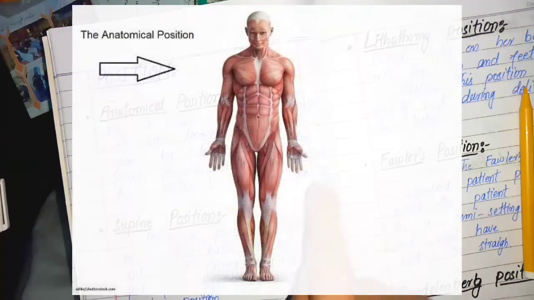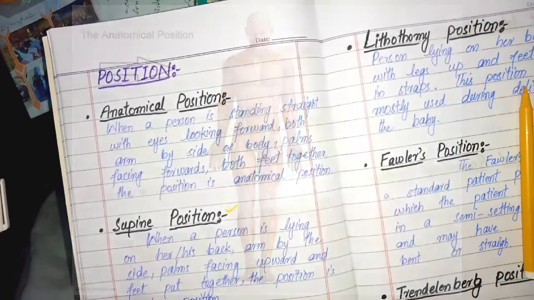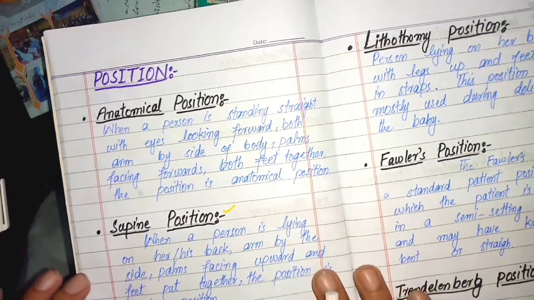You can also see this position in the picture. So this is the anatomical position. Usually when we describe every relation or anything in anatomy, we describe all of them in the anatomical position, right?